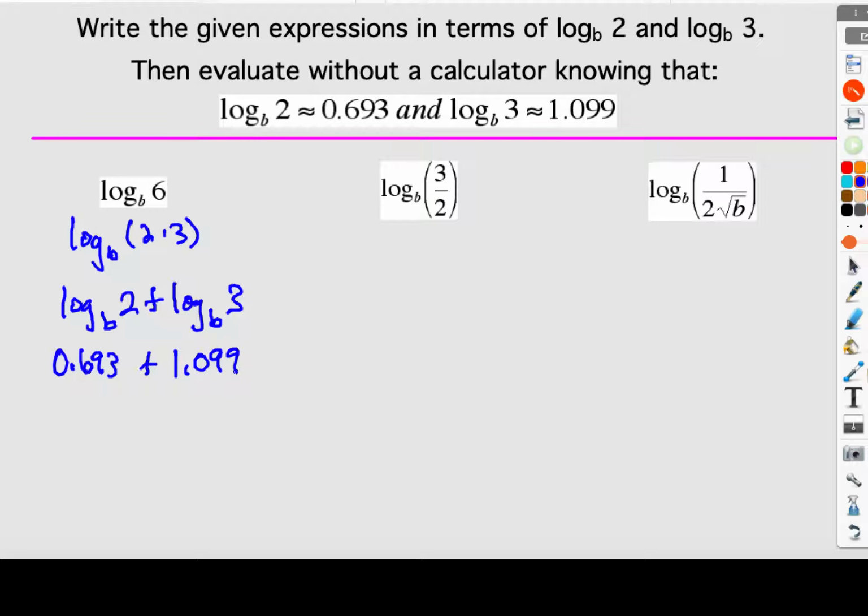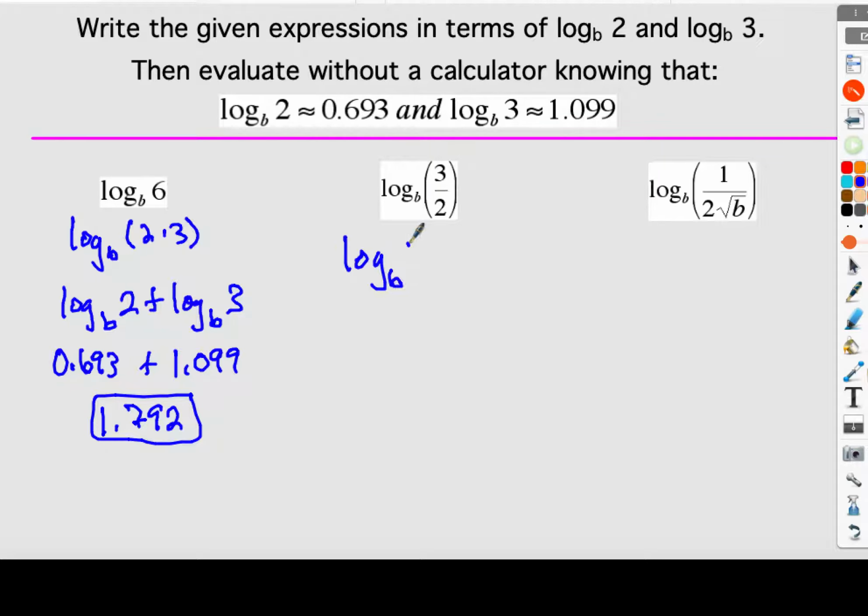Well, now I can add those up. Now I'm going to have to do a little bit of math in my head here, or I can take advantage of my calculator real quick. But again, that would be 1.792, I do believe. Yeah, you might want to check me on the calculator on that one. But again, even though we didn't know what the base was, we can find that value.